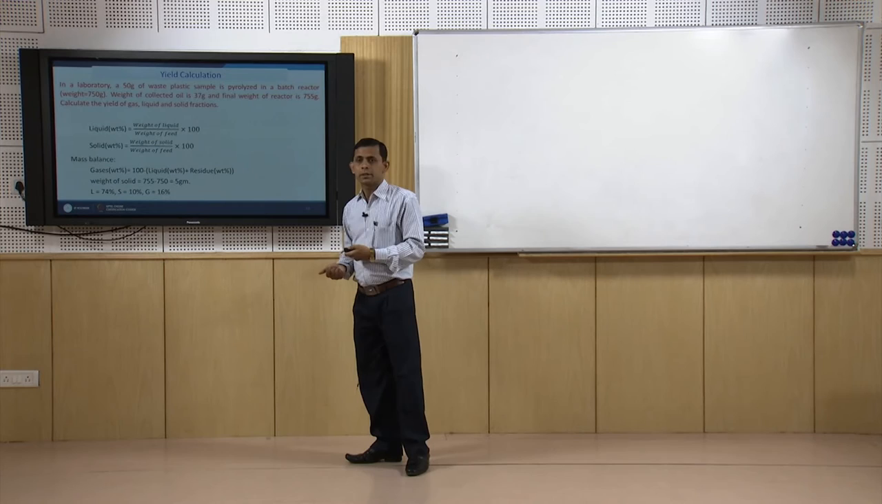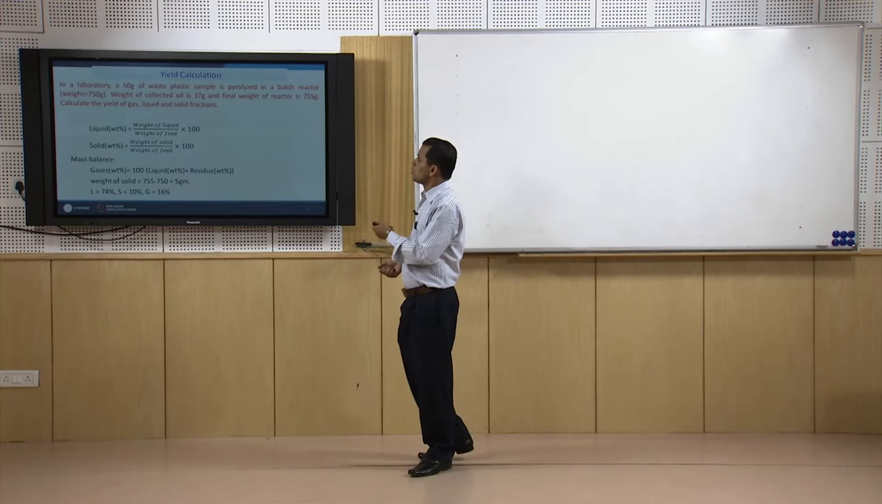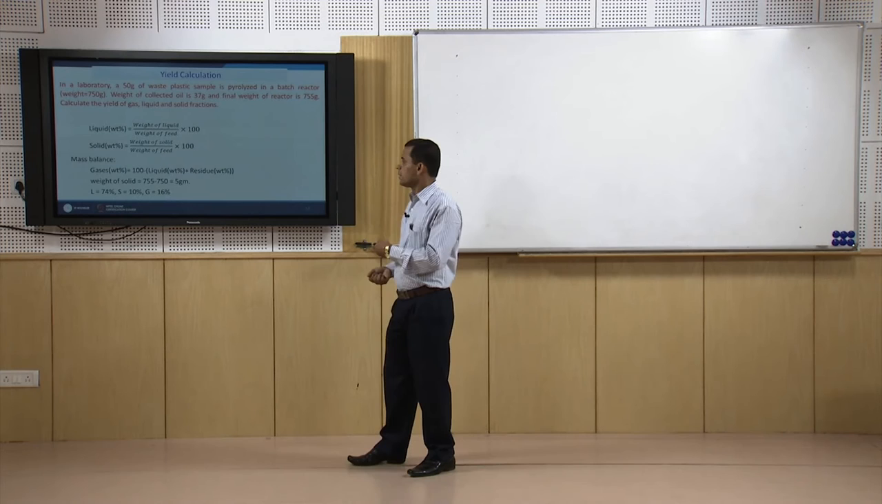Now, liquid percentage: weight of liquid and weight of feed. Out of 50 gram we are getting 37 gram of oil, that is liquid. So the percentage for liquid is 37 divided by 50 into 100, which comes to 74%.